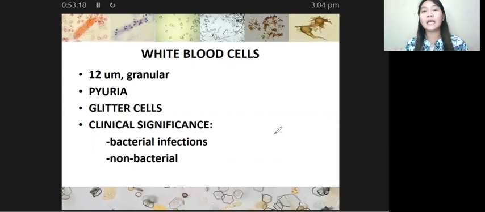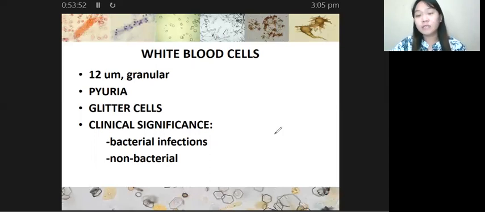So this is in conjunction with your urinary tract infection. So remember na pag sinabi nating urinary tract infection, it is usually bacterial in nature. And since the white blood cell that is needed in order to combat bacterial infections is your neutrophil, ang pinaka-common din na white blood cell na makikita natin sa urine are your neutrophils.